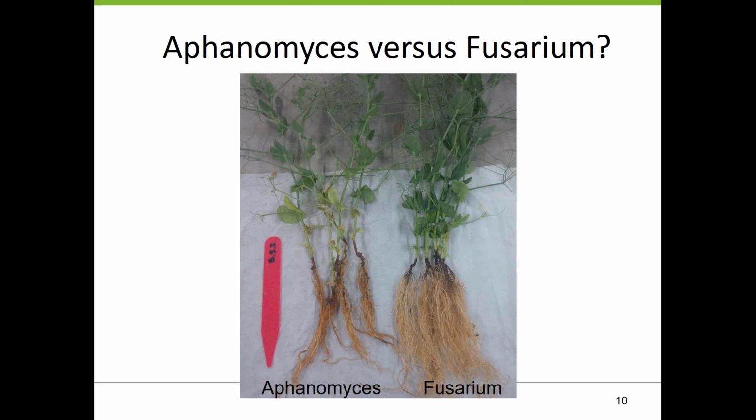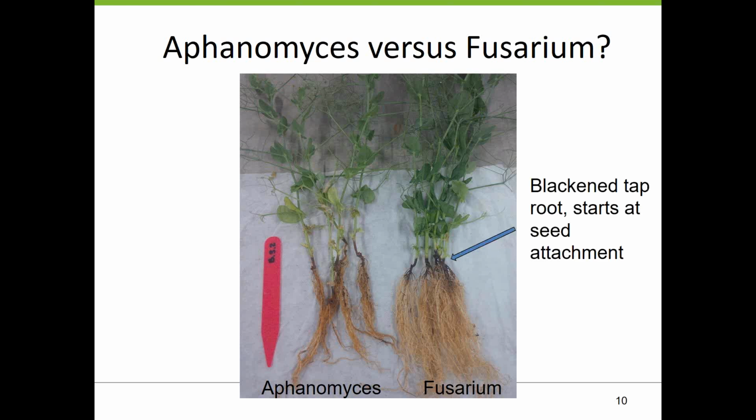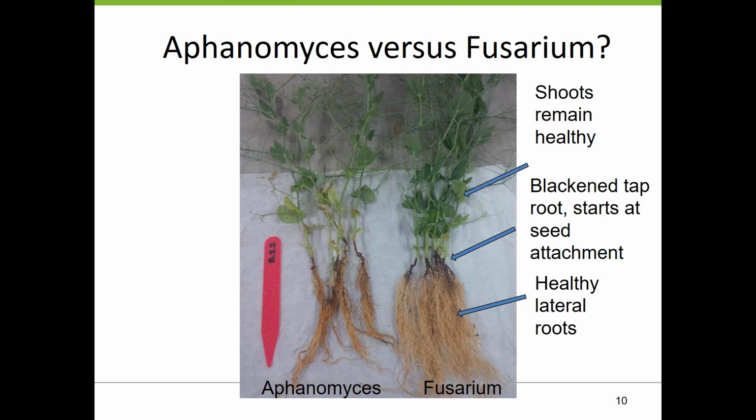In terms of symptoms, in a perfect world, we can tell Aphanomyces and Fusarium apart, and I've highlighted some of those symptoms here. Fusarium starts with the blackened taproot; the infection starts at the point of seed attachment and spreads from there. For the most part, the lateral roots stay healthy, and that means that the roots can still do most of their job. They can get out there, spread out into the soil, and uptake nutrients and water that's needed for growth. And for the most part, the shoots remain healthy. So it's not always obvious that you might have a root rot problem when you're dealing with Fusarium, because the shoots will look really green.